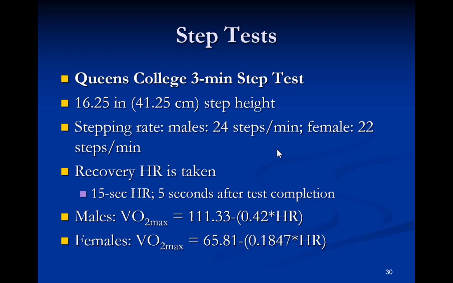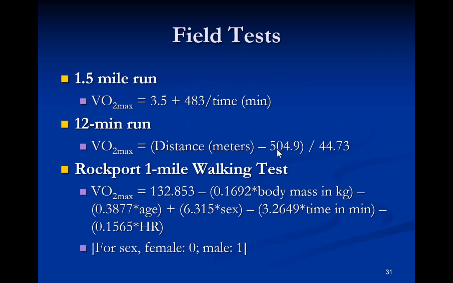All right, other tests, there's the Queens College step test. It's pretty straightforward. There's 3 minutes. You use a step with a certain height. There is an established stepping rate for males and females. And we don't really measure anything during this test. The person just steps up and down for 3 minutes. And then during recovery, we take a 15-second heart rate and then put it into these equations to estimate VO2 max.